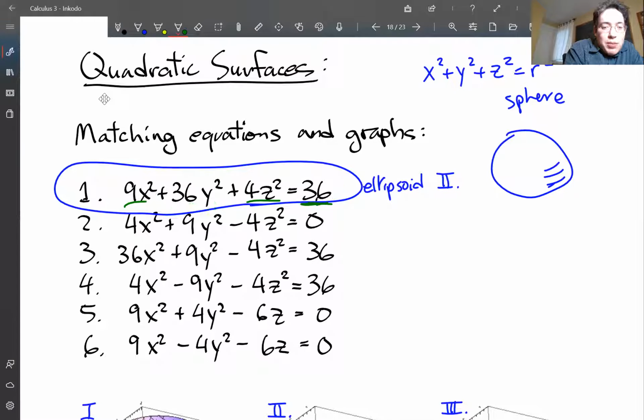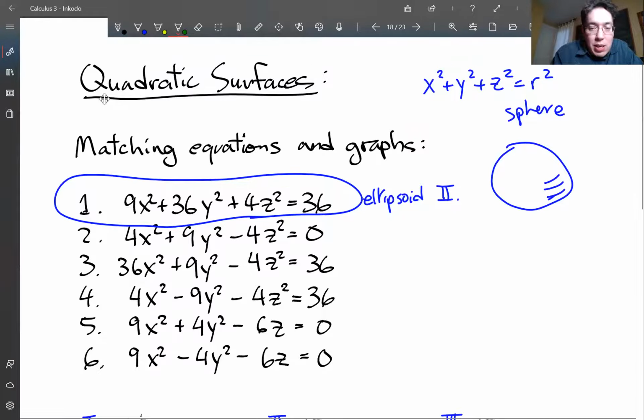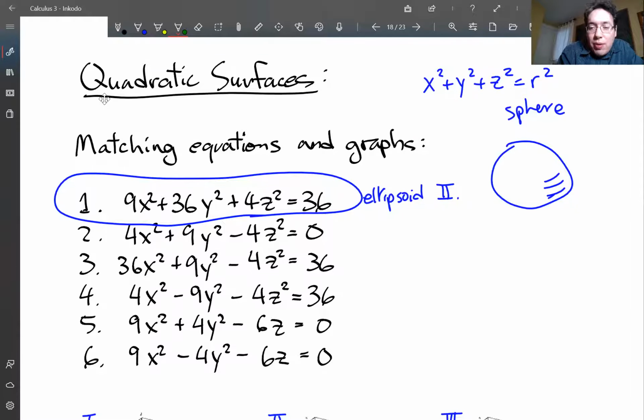And looking at 3 different variables at once is difficult, but we are used to looking at 2-dimensional equations. So if z is equal to 0, so z is equal to 0 is the floor. So it's like the xy plane of the 3D axis. So if z was equal to 0, this term will drop out. And what we're left with is 9x squared plus 36y squared is equal to 36.